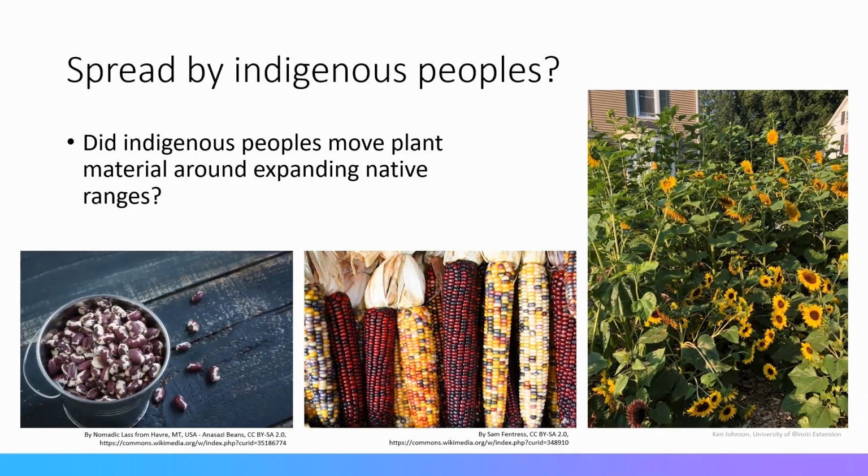On the other hand, some of our cultivated plants, or cultigens, corn, sunflower, different types of gourds, tobacco, beans, those were widely spread by Native Americans from their centers of origin, typically in Mexico or the southwestern United States. While these are native crops to North America, most of them are not going to be native to the Midwestern part of the US. They were moved here even before Europeans showed up in North America.